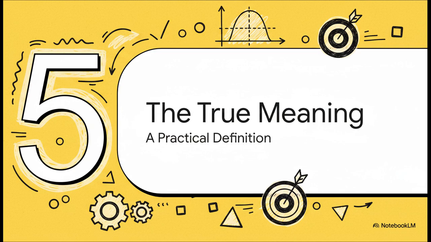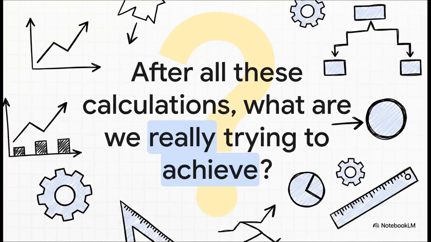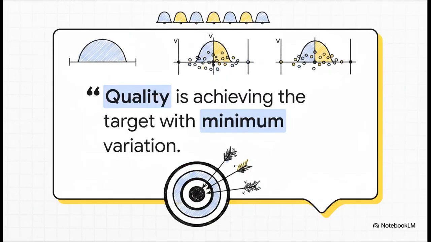Okay, so we've been through a lot here. Variation, limits, capability, performance. All these concepts, they're not just numbers on a page. They're all building up to a really profound but simple way of thinking about quality. So after all these calculations, what are we really trying to do here? What is the end game? It's this. Quality is achieving the target with minimum variation.